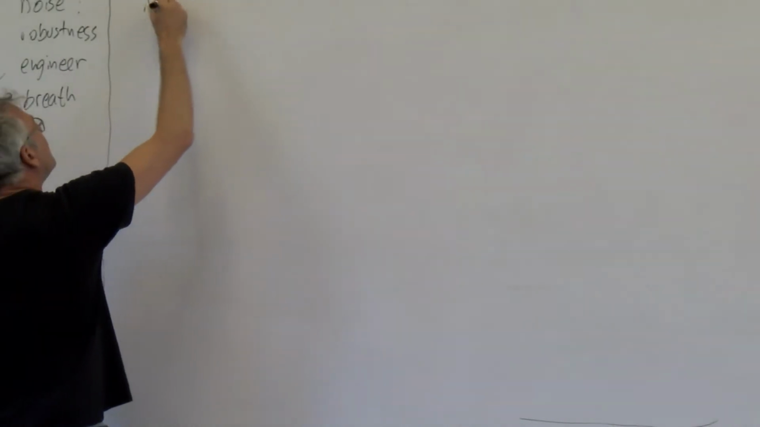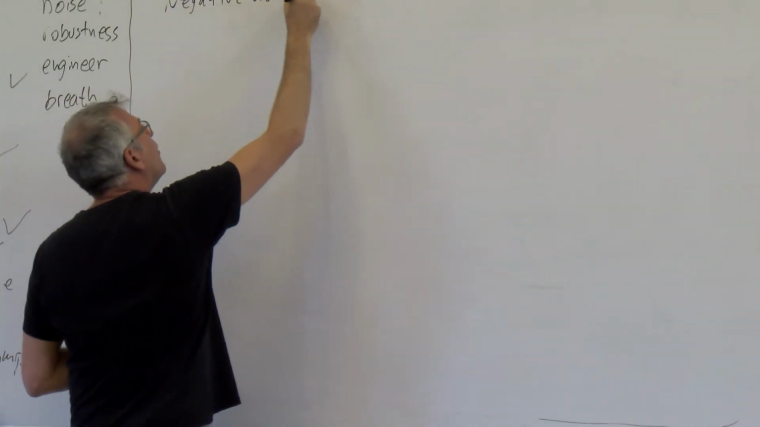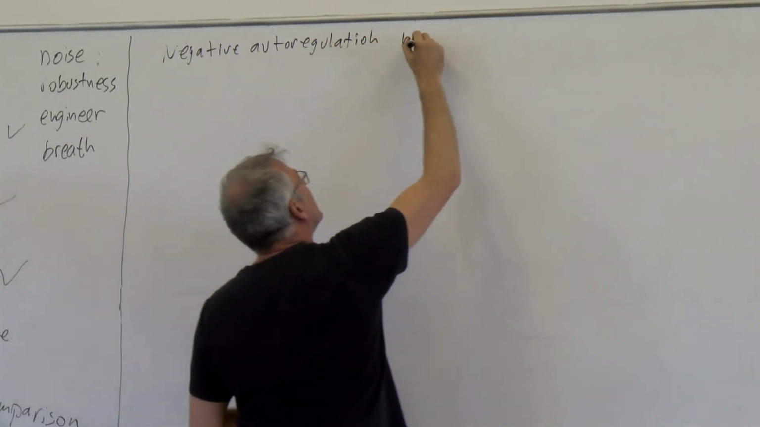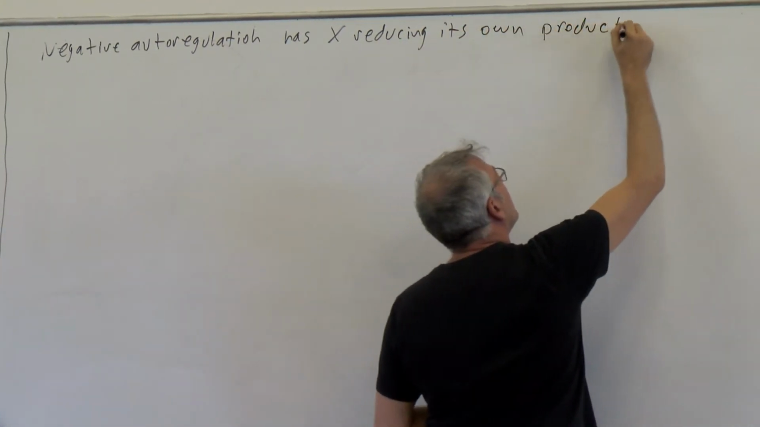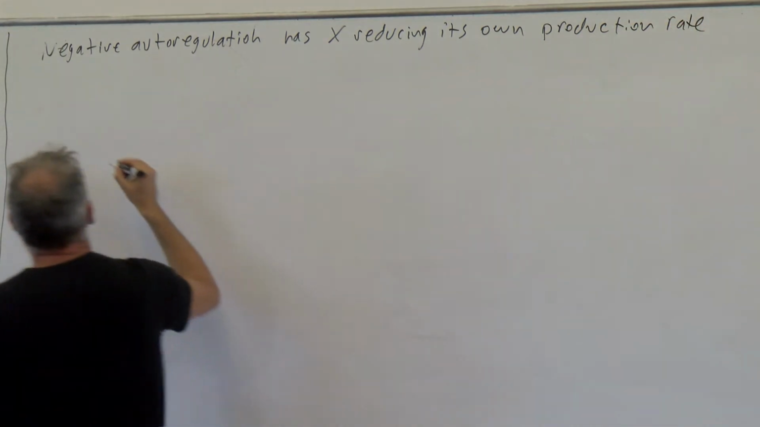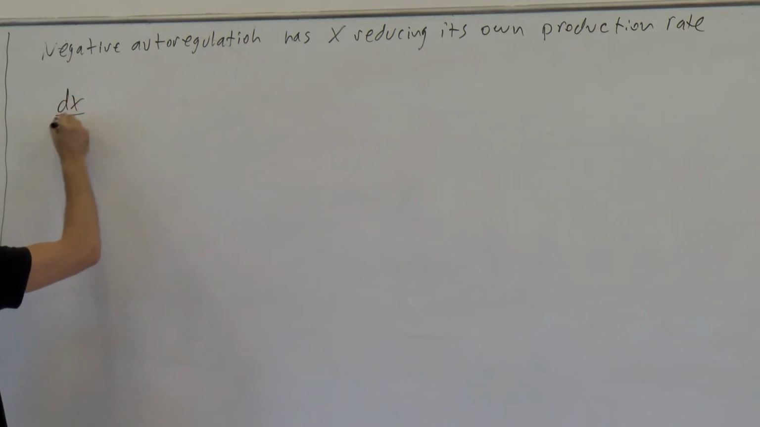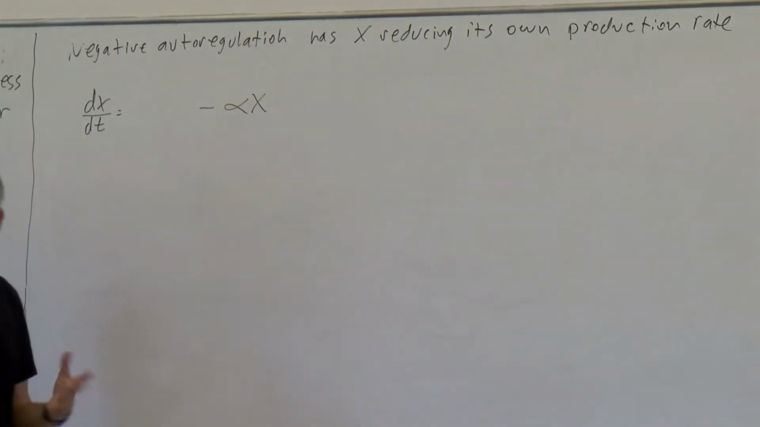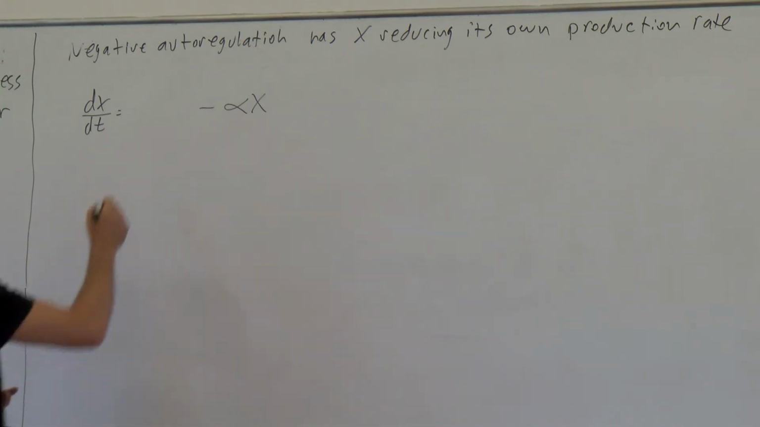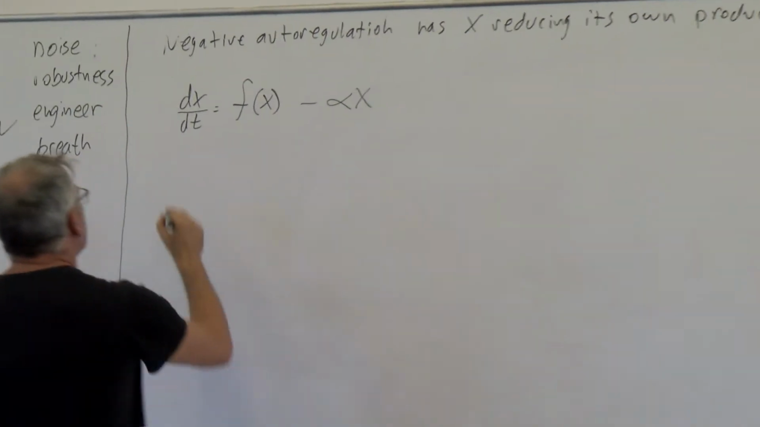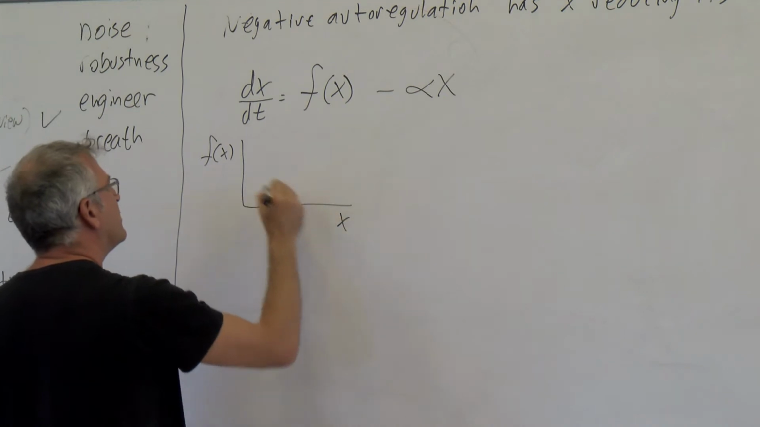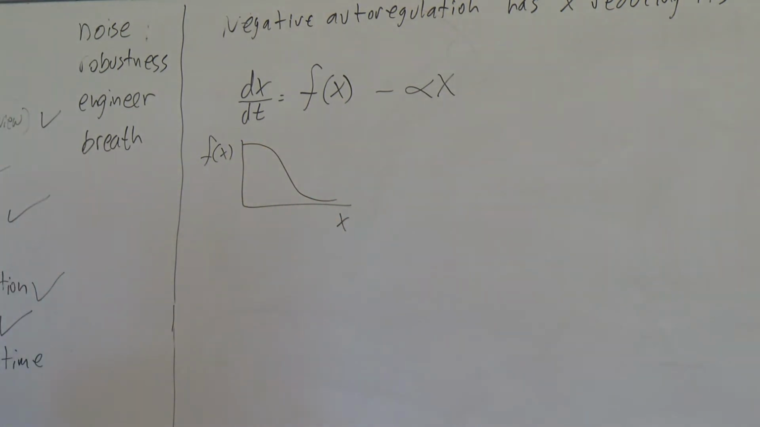So negative autoregulation has X reducing its own production rate. So let's do that. What is the equation? Just like before, we have removal: X is diluted, degraded, etc. But now the production depends on X. So we put here a function f of x, an input function. This input function f of x is a decreasing function of x because x reduces its own production rate.